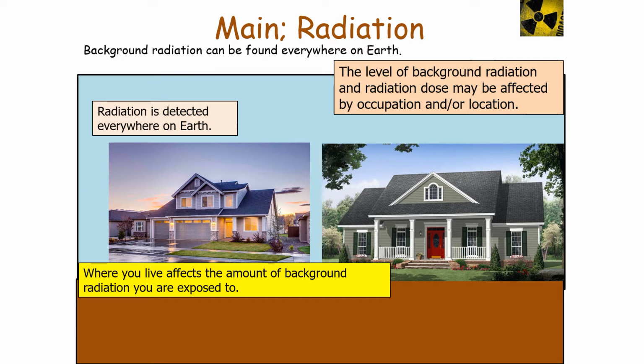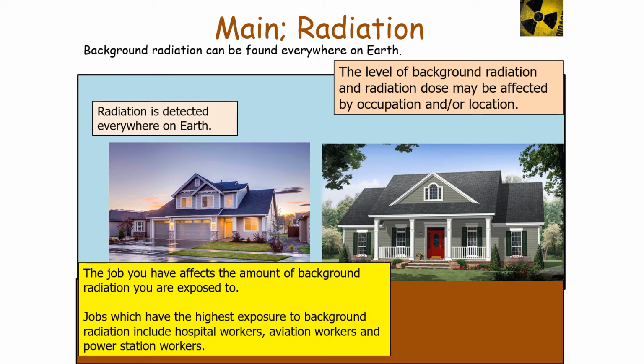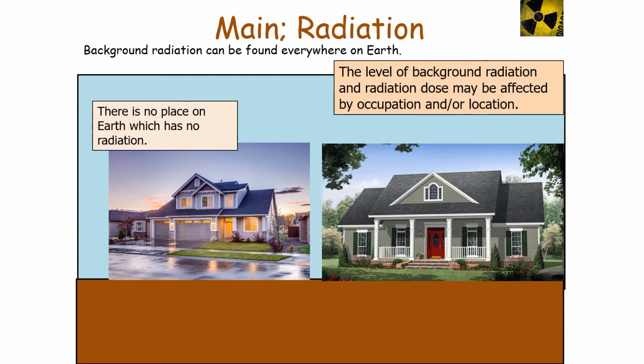So where you live affects the amount of background radiation you're exposed to. The job you have affects the amount of background radiation you're exposed to. Jobs which have the highest exposure to background radiation include hospital workers, aviation workers, and power station workers. Now, just to clarify, there is no place on Earth which has no radiation. The level of radiation we find generally around us is called the background radiation.